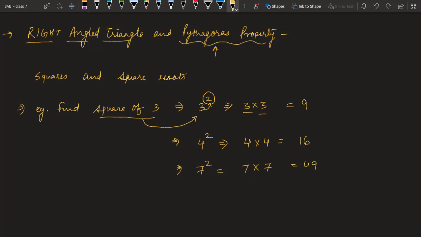Like square, we have cube also. In this chapter we don't have cube, but just to give you an idea of powers, I will take an example of cube also. If I say find 3 power 3, 3 power 3 means 3 multiplied how many times? 3 times. So 3 into 3 into 3, so the answer is 27. If I say find 2 power 5, that means 2 multiplied 5 times. So 2 into 2 into 2 into 2 into 2. So 2 times 2 is 4, 4 times 2 is 8, 8 times 2 is 16, 16 times 2 is 32.